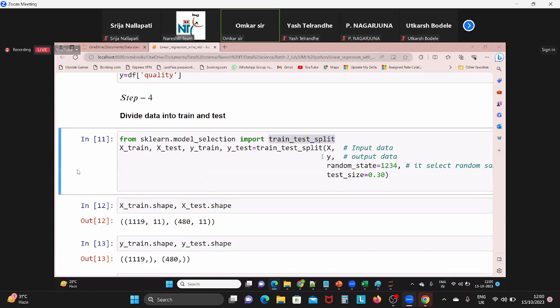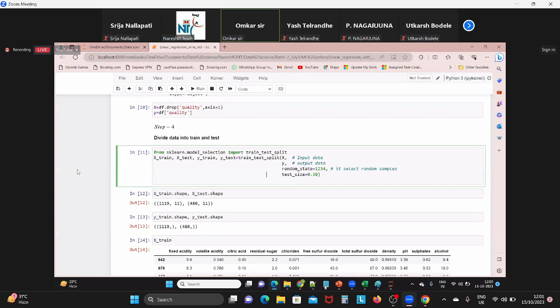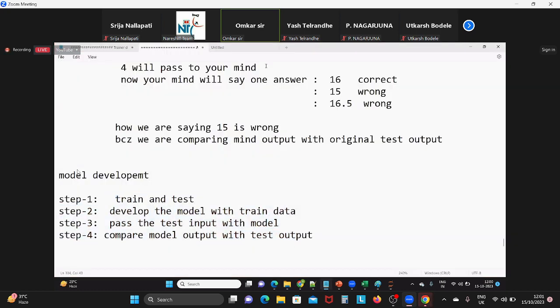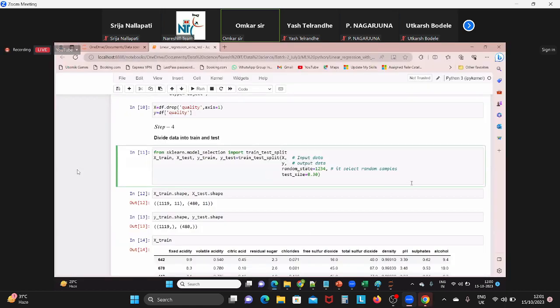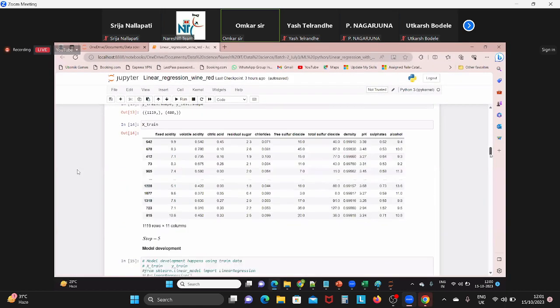Train, test, split, correct? What is it passing? X it is passing, Y it is passing, and how much size also it is asking, correct? Yeah, like that way you need to. And whatever story I'm telling, we need to implement using Python. The 4 steps we are implementing using Python, exactly, right? That is the only model development. Any model will develop like that.